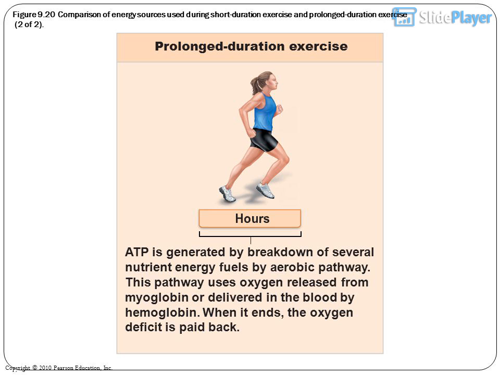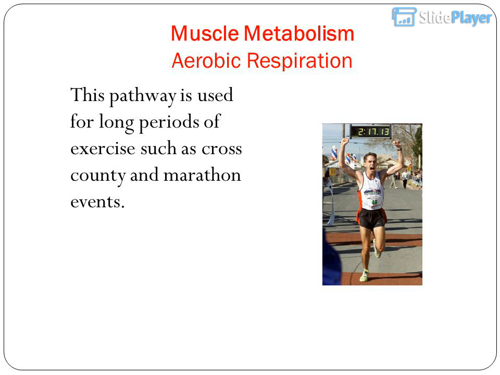Figure 9.20: comparison of energy sources used during short duration exercise and prolonged duration exercise, 2 of 2. Prolonged duration exercise. ATP is generated by breakdown of several nutrient energy fuels by the aerobic pathway. This pathway uses oxygen released from myoglobin or delivered in the blood by hemoglobin. When it ends, the oxygen deficit is paid back. This pathway is used for long periods of exercise such as cross-country and marathon events.